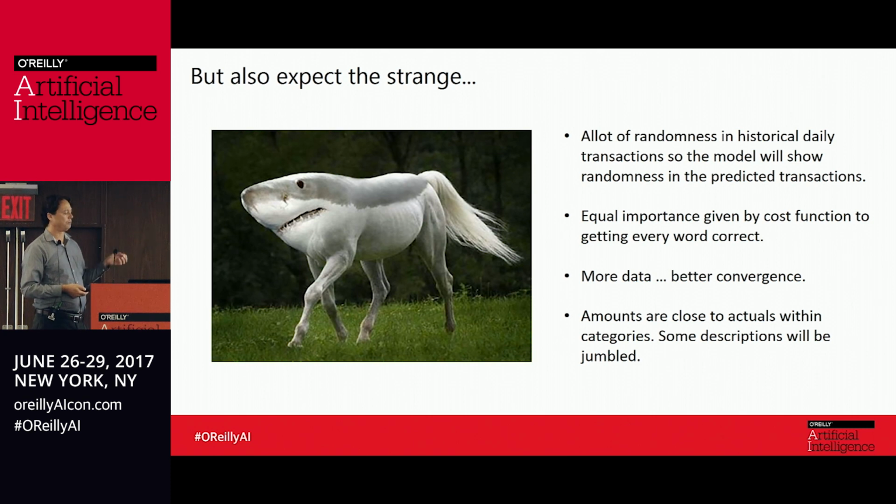One problem with this model is it gives equal importance to every word. The loss function is basically looking at how many words I got right in the sentence, whereas some words are much more important than others, like the amounts may be more important to you. So you could explore a better cost function, where certain incorrect words would have more cost when you're trying to optimize. Again, more data, better convergence. Within categories, the amounts will line up pretty well, and some descriptions will be jumbled.